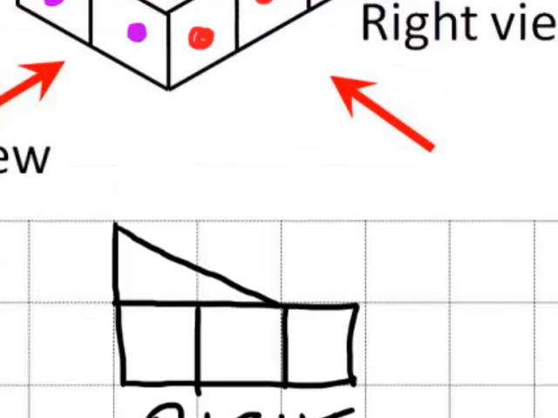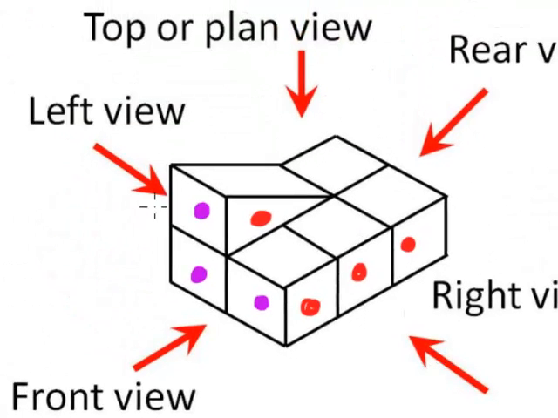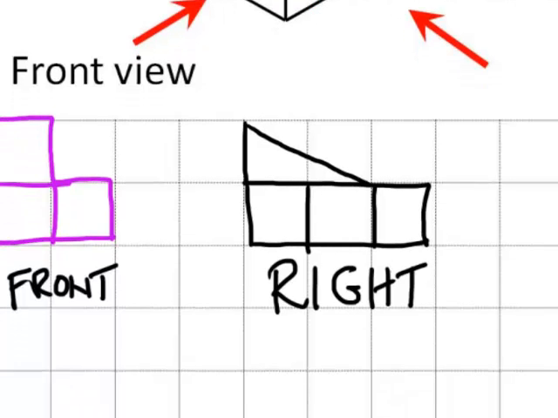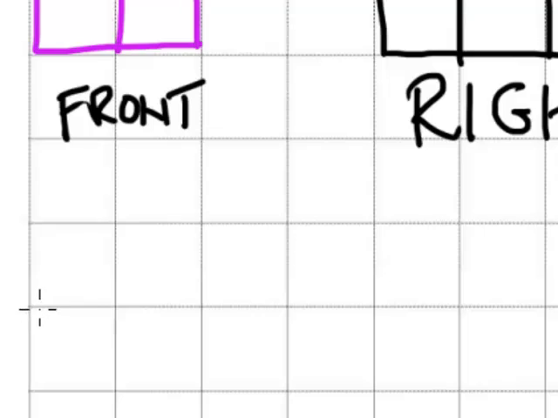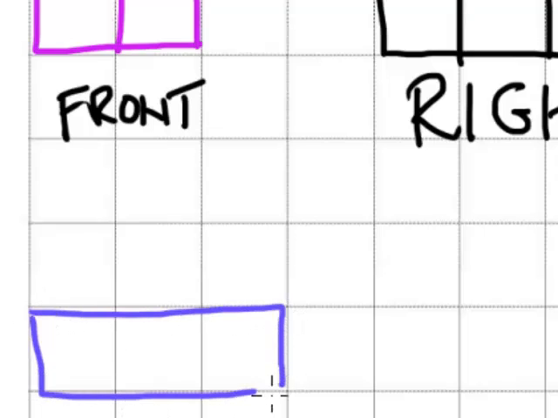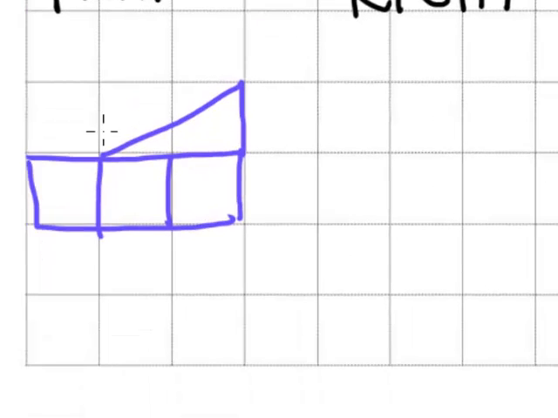Okay, so now when we've drawn our view from the right, the view from the left is going to be an easy one to do. All we're going to do is we're going to reverse this one over here. Okay, so we're going to see 3 along the bottom like that. And then our triangle is going to be reversed over here. Okay, so that is going to be our view from the left.